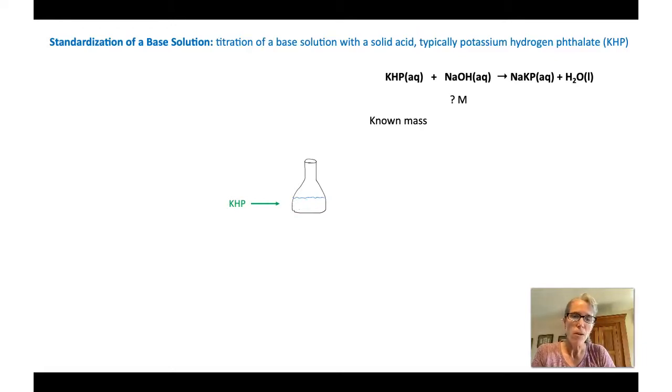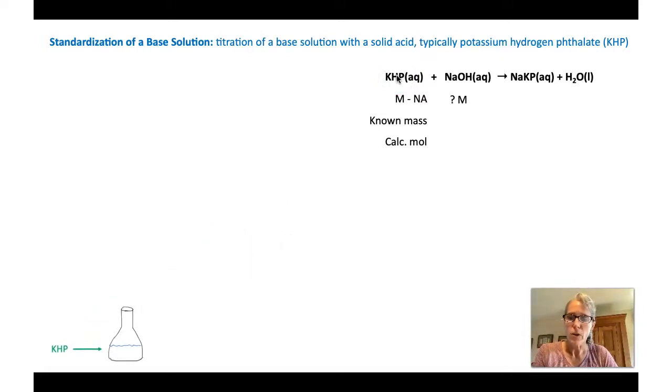Now, it's not important to know what the concentration of that KHP is, so we don't really need to know what the volume of water was. That's because if we have the mass, we can calculate the moles. We can use molar mass. So molarity, NA, stands for not applicable. Doesn't matter at all. Okay, let's get on with this procedure.